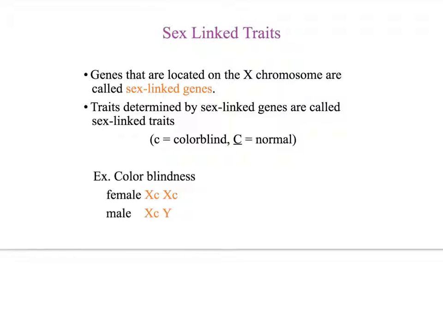Now, since it's found on the X chromosome, it tends to be more common in males than females, and that's really just because they only get 1 X chromosome. Females, on the other hand, have 2 X chromosomes. So since it's a recessive trait, if they have 1 allele for normal color vision, they won't show the phenotype of colorblindness.